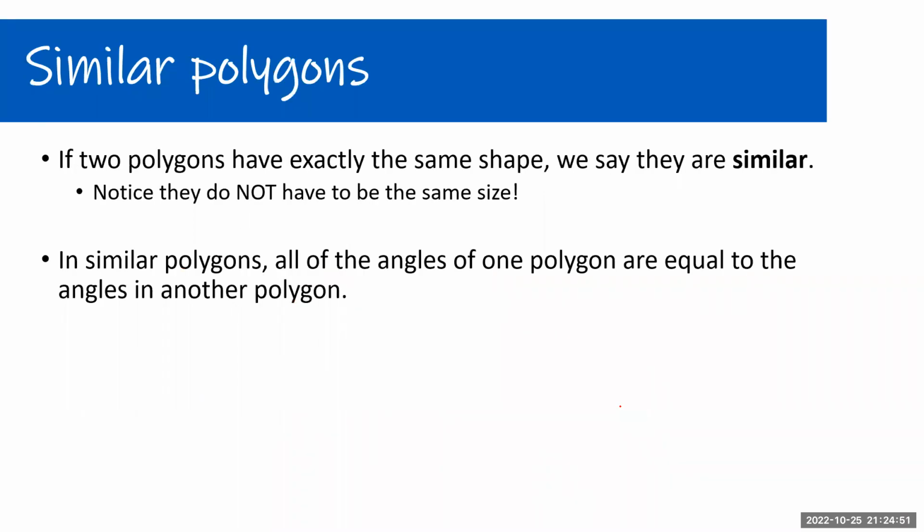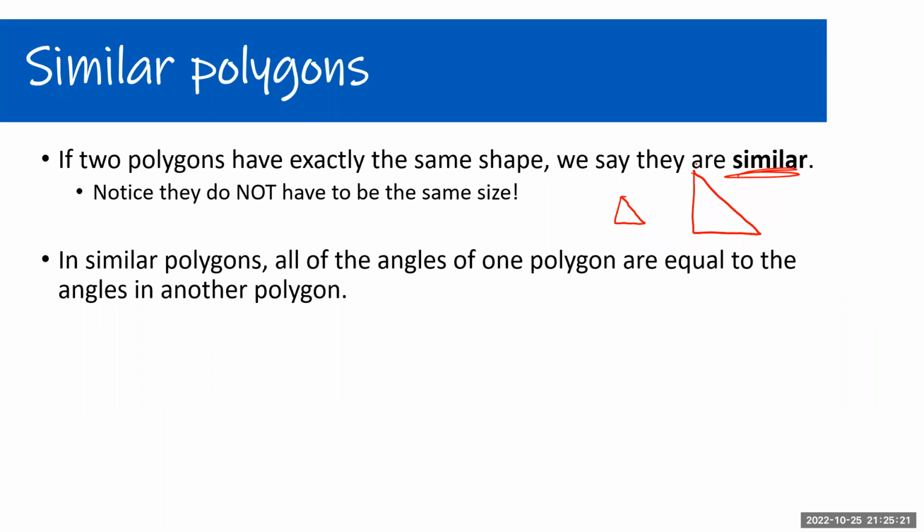Now, if we have two polygons that have exactly the same shape, we say that they are similar, okay? Now, that does not mean that they have to be the same size. We just mean exactly the same shape. And we'll talk about this with triangles in the next section. But we could have this triangle, and we could have this triangle, okay? And they might be what we call similar. They're the exact same shape, but they are not the same size, okay?